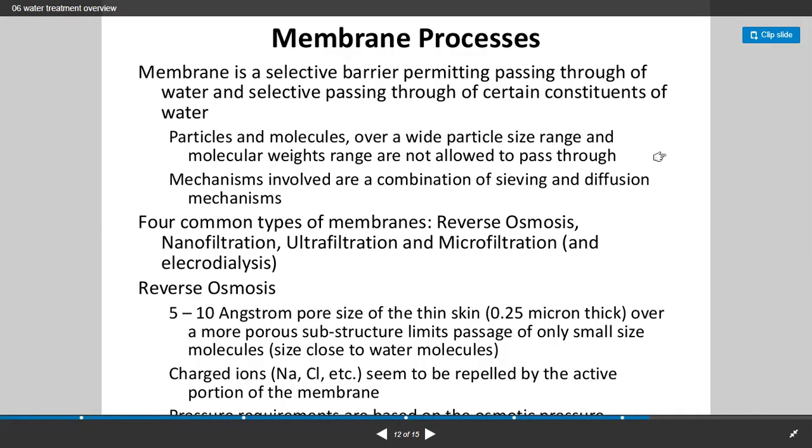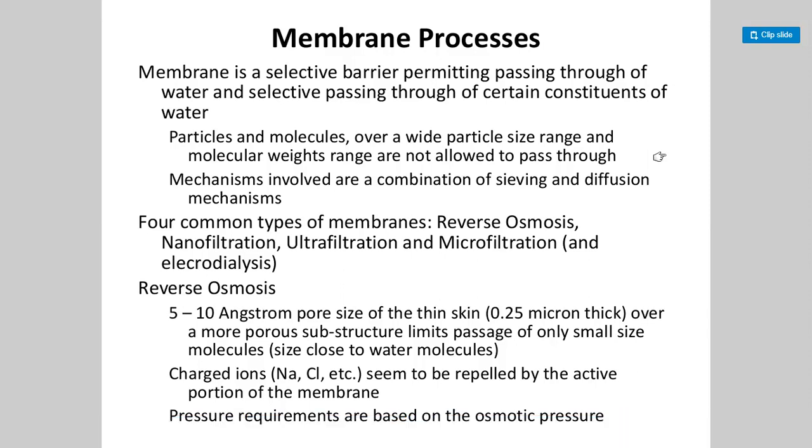Here, membrane process. A membrane is a selective barrier permitting passing through of water and selective passing through of certain constituents of water. Particles and molecules over a wide particle size range and molecular weight range are not allowed to pass through. Mechanisms involved are a combination of sieving and diffusion mechanisms. Four common types of membranes: reverse osmosis, nanofiltration, ultrafiltration, and microfiltration, and electrodialysis.